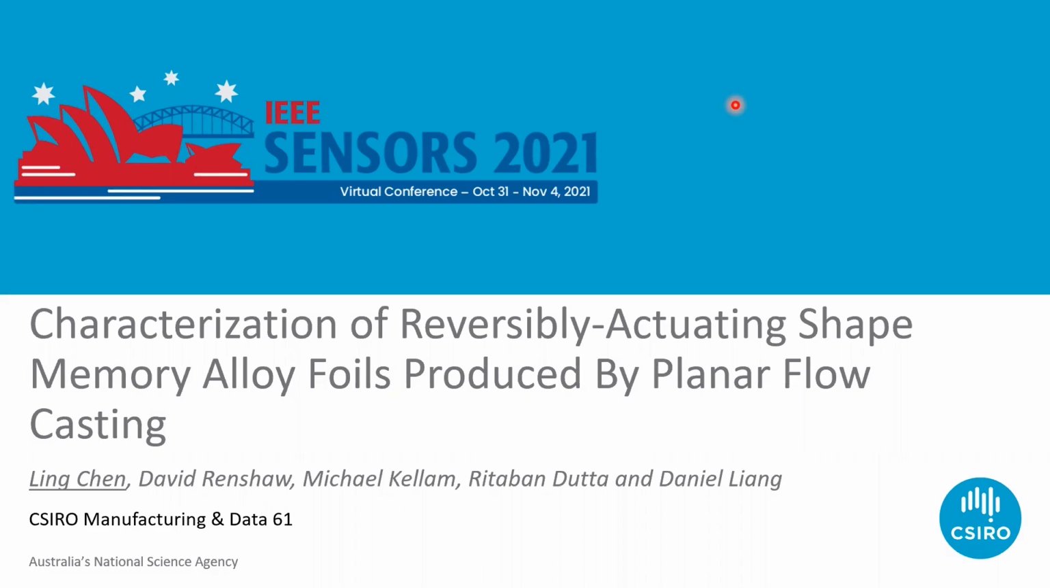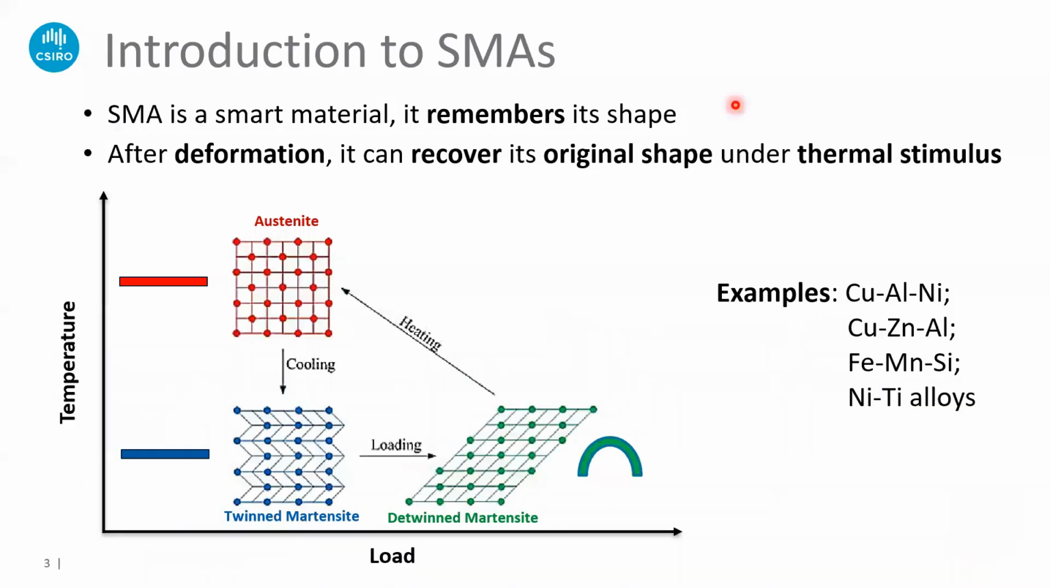Today I'm going to give a presentation on the characterization of reversibly-actuating shape memory alloy foils produced by planar flow casting. Shape memory alloy is a smart material. It remembers its shape. After deformation, it can recover its original shape under thermal stimulus. Here are some examples of these alloys: copper-aluminium-nickel, copper-zinc-aluminium, and nickel-titanium alloys.